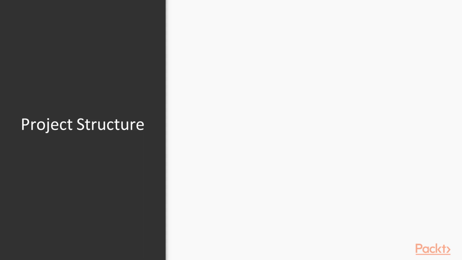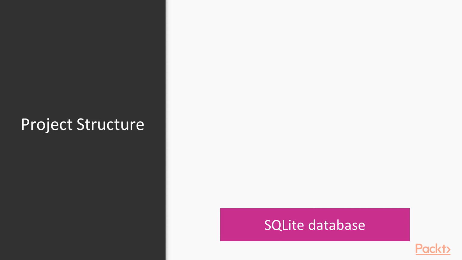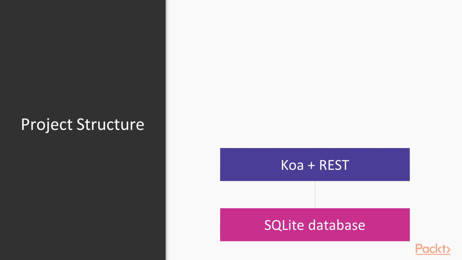So let's talk a little about the structure. You'll be seeing this over and over and over again as we go through the different videos. At the bottom layer, we're going to use a SQLite database in this case. So we are going to have a genuine database as opposed to a JSON file for this application. Then it's going to be a Koa server, similar to the last application. But instead of GraphQL, we're going to use REST.